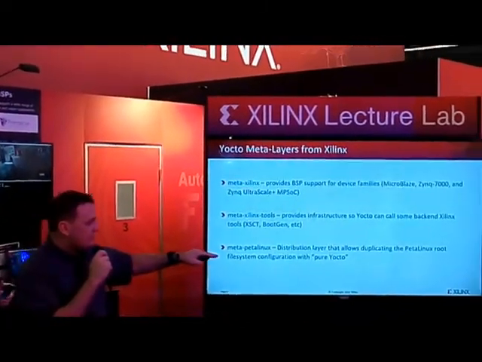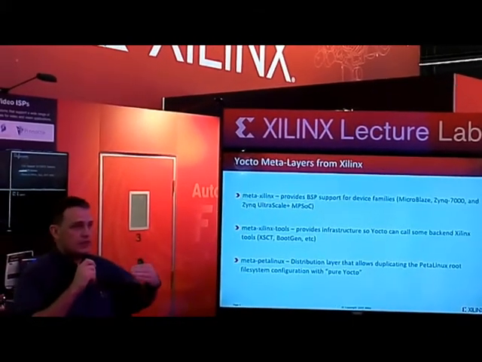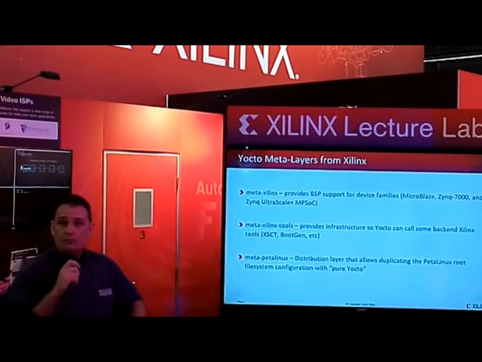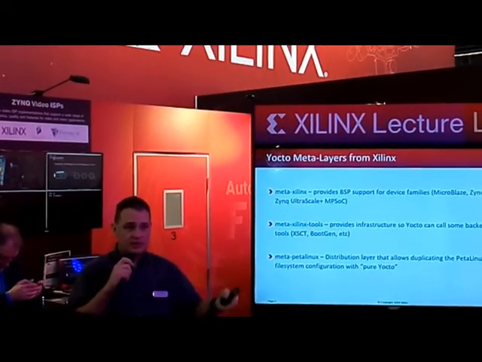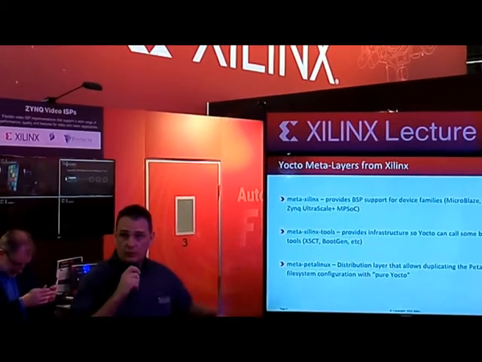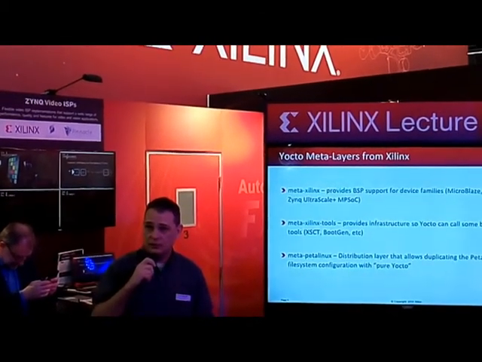And then Meta Petalinux is a distribution layer that, if you're in a Petalinux flow, is irrelevant to you because it's already doing this anyway. But if you are in a pure Yocto flow and you want to generate the same basic configuration that the Petalinux tool would, you can use this layer and it will basically configure the root file system and the kernel in the exact same way that Petalinux itself would.